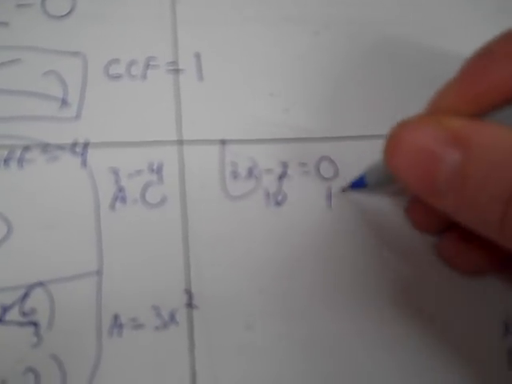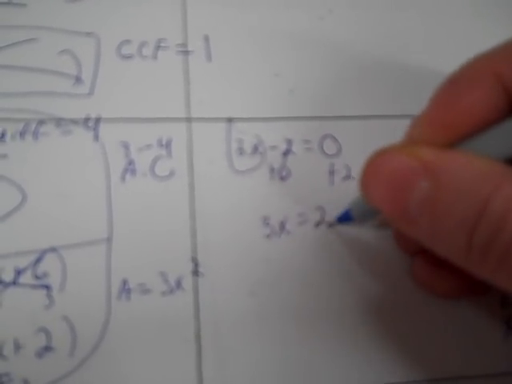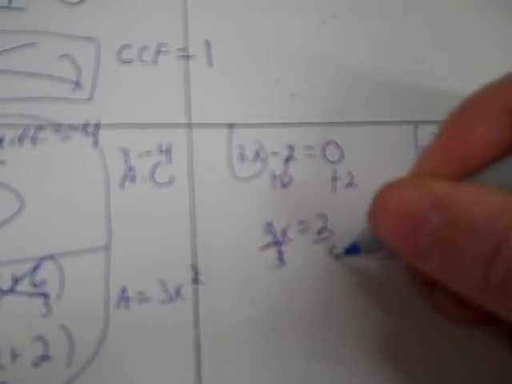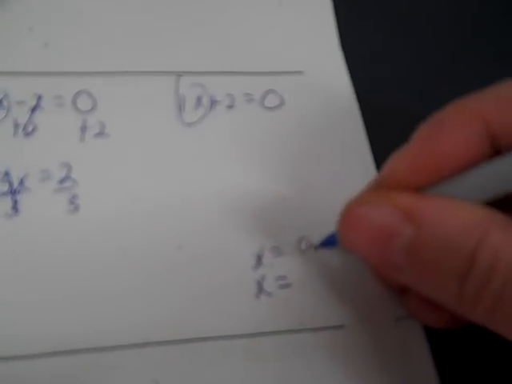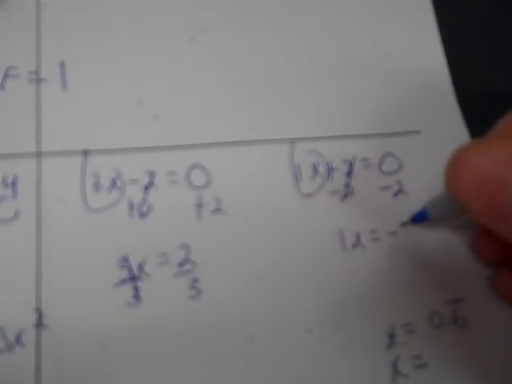Plus 2, 3x equals 2. Then I divide by 3. 2 divided by 3 is 0.6 repeating, okay? And then I minus 2, and 1x equals negative 2.